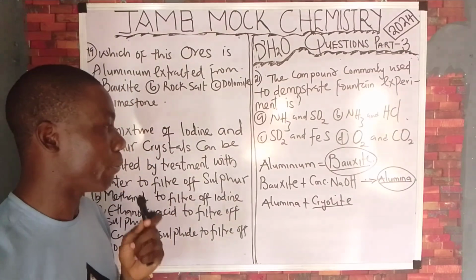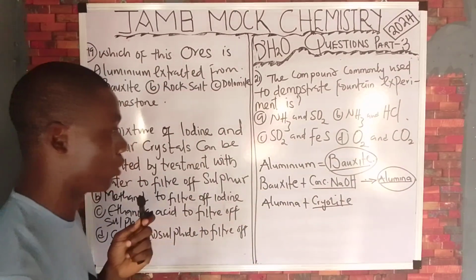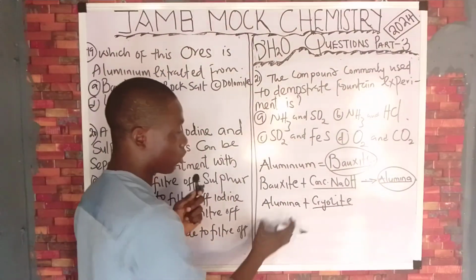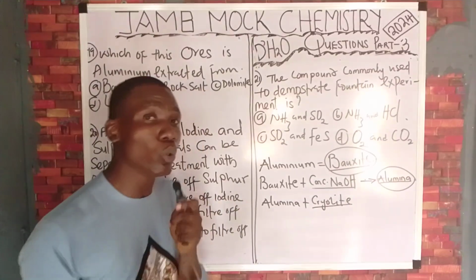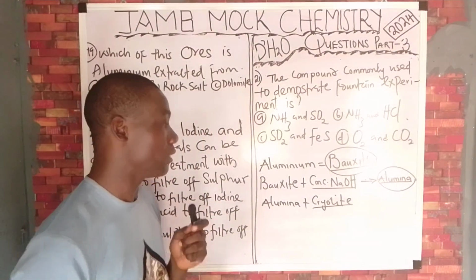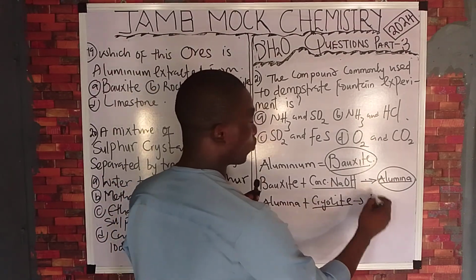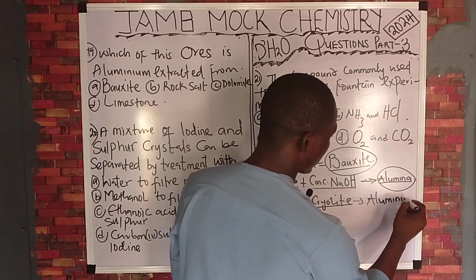So take note of the steps. First of all, is the purification of bauxite with concentrated sodium hydroxide to give you alumina. Alumina is then dissolved in cryolite so as to enable the alumina to become a good electrolyte for the process. So by the time the current passes through this alumina, the aluminium will be deposited. Please take note of that.